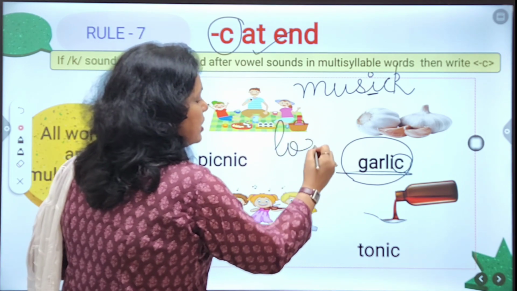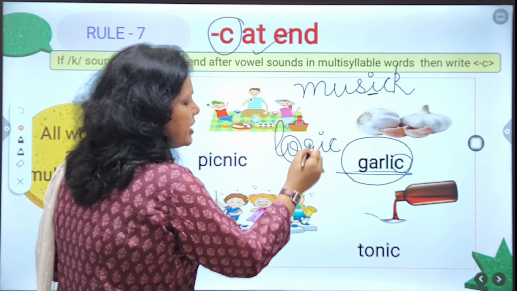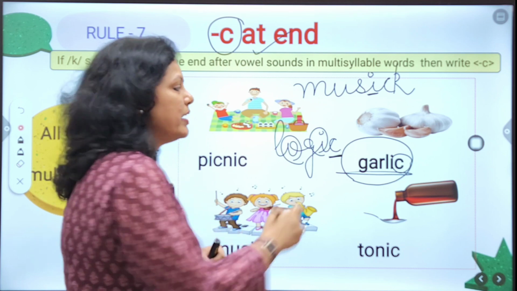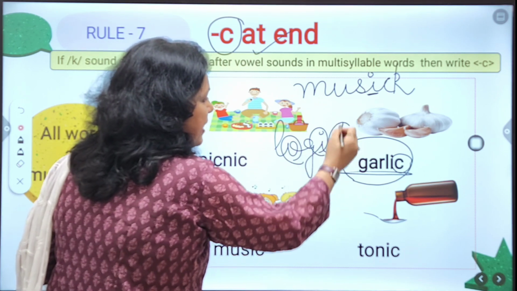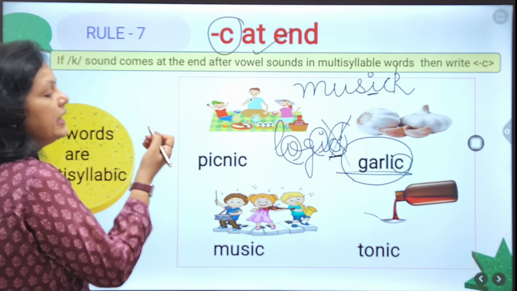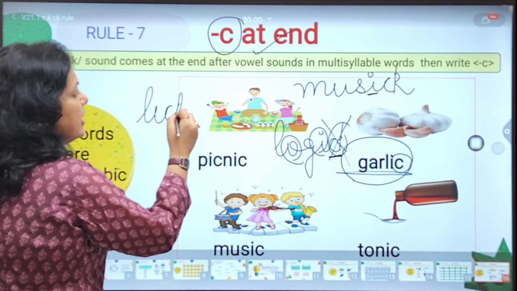Similarly, see the word logic. Here, how many vowels are there? 1 and 2, and that is why you will write only C at the end. You will never write CK. Let us see one more example here. See, if you have lick, you will write lick.